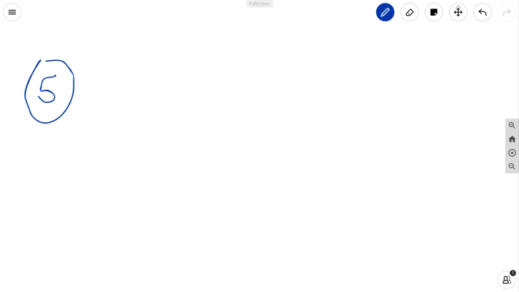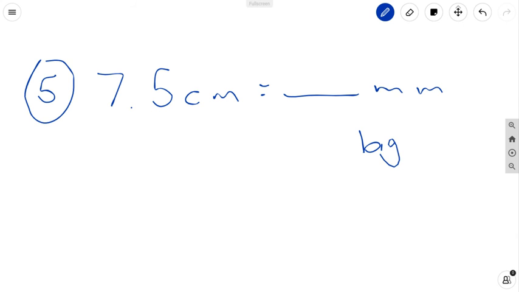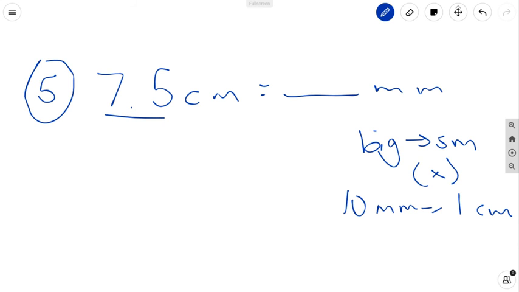Let's do another. Number 5. Put a decimal in here. 7 and 5/10 centimeters equals how many millimeters? Again, that's back to the previous one a couple problems ago. First off, we're going from big to small, which means we're going to multiply. Like I told you before, there are 10 millimeters in 1 centimeter. So we're going to be multiplying 7.5 by 10.